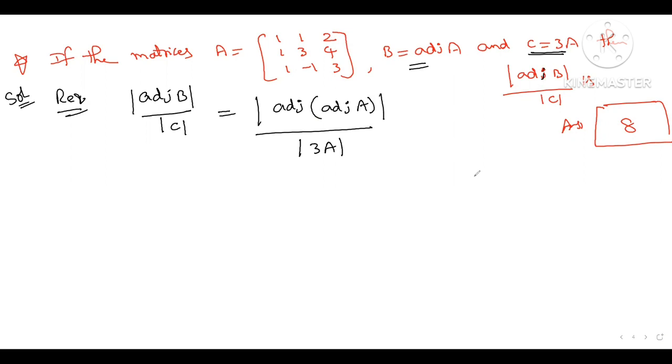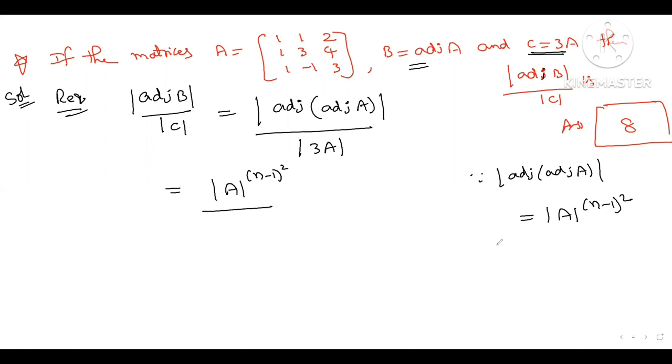Okay, we have one formula. Det of adjoint A is equal to, what is the formula? Det A power n minus 1, whole square. If three adjoints are there, what is the formula? Det A power n minus 1, whole cube. Okay, right, the first formula is det A power n minus 1, whole square. So we have one more denominator, det of 3A. Det of kA, one more formula is there. Det of kA is equal to k to the power n into det A.